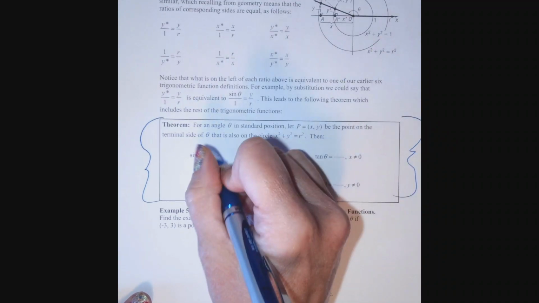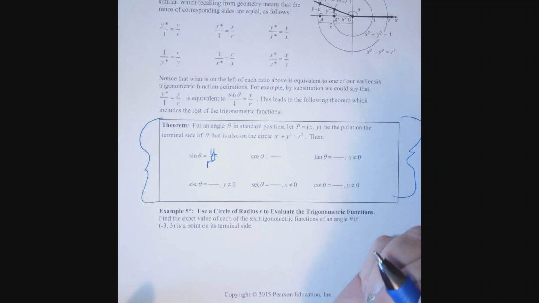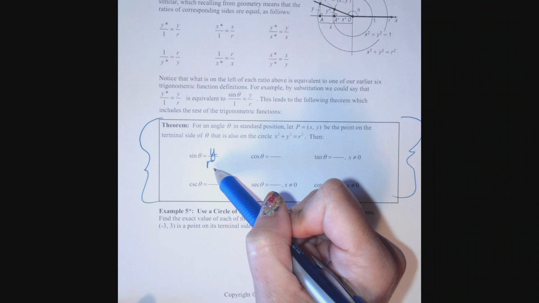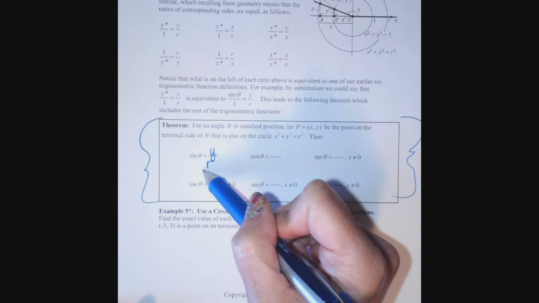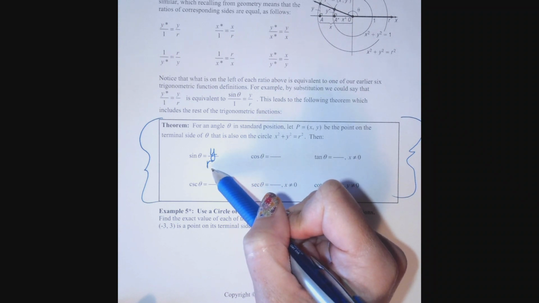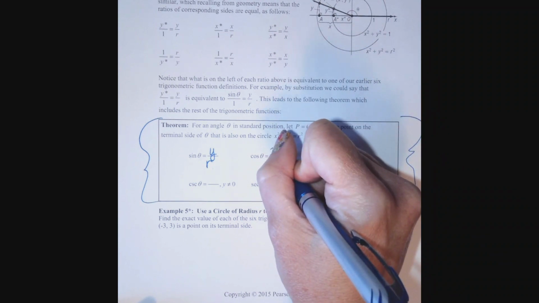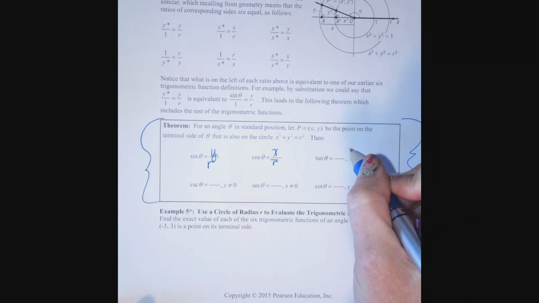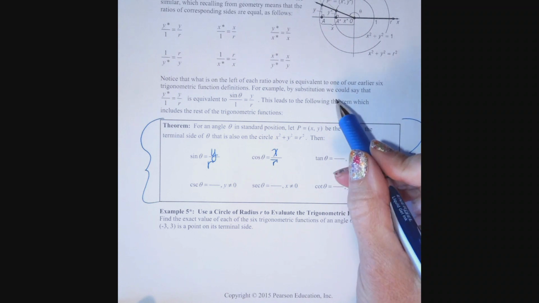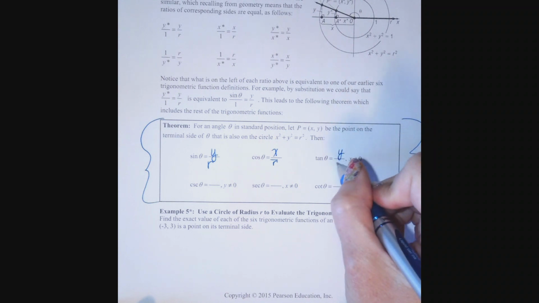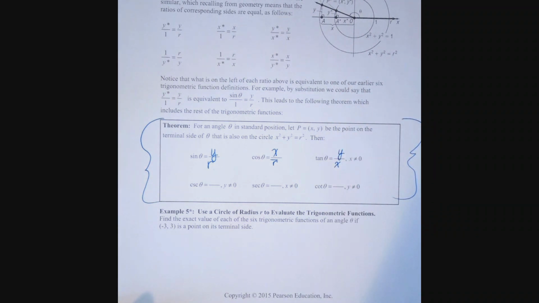Sine theta, if I'm not on the unit circle, is going to be y over r. It's still y over r if I'm on the unit circle, it's just that r is 1. Cosine theta is x over r. Tangent theta is y over r over x over r, which simplifies to y over x.